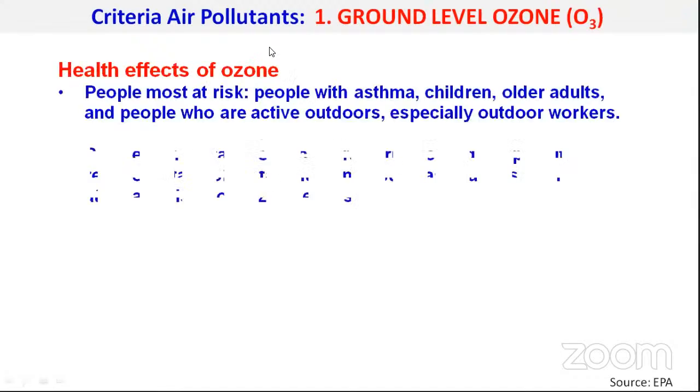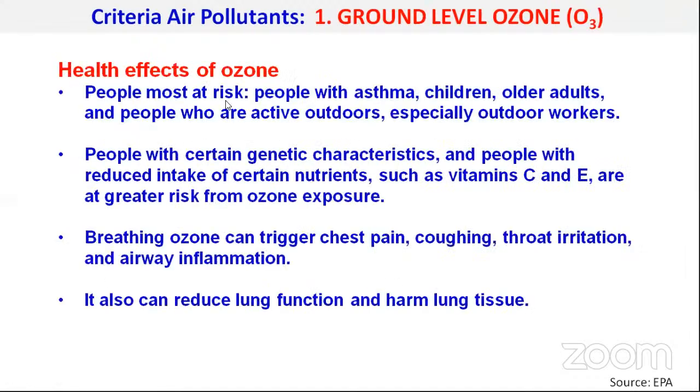Now, what are the health effects? The health effects are listed here. You see, people most at risk are people who already have some kind of asthma, bronchitis, children and older adults, people who are active outdoors. They are highly vulnerable to exposure to ground level ozone, which is a secondary pollutant. People with certain genetic characteristics, syndromes we call them, are also vulnerable. People with reduced intake of nutrients, some people cannot digest or do not have a mechanism to metabolize vitamin C and E, they are at greater risk. For them, ozone affects a little more.